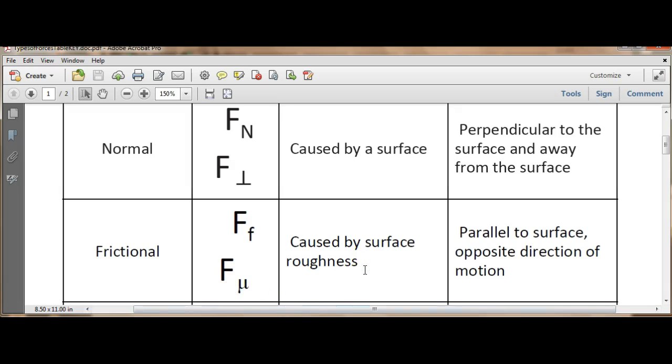And it's caused by the surface roughness. Think about it, if something is very slick like ice, there's no roughness to the surface, so there's very little friction. As compared to, say, something like carpet, where the surface is very rough, that causes you to have more friction there. The frictional force is always parallel to the surface, but in the opposite direction of the motion. So if you're going to the right, friction is going to the left.